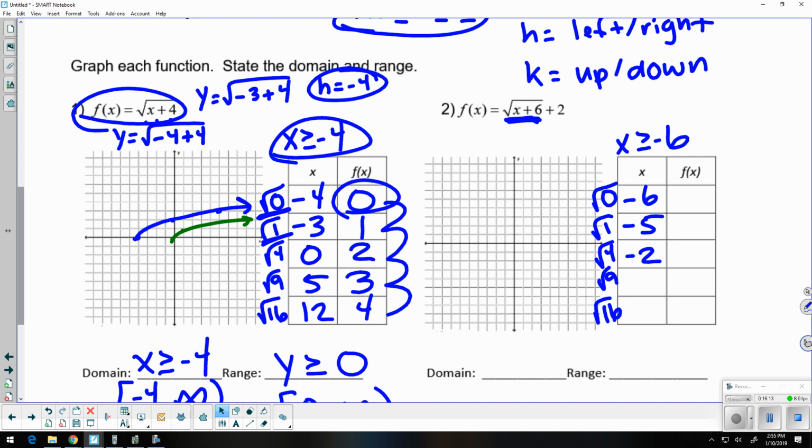X would have to be -2. Square root of 9, x would have to be 3. Square root of 16, x would have to be 10, because 10 plus 6 is 16. Okay, now we're going to take these numbers, plug them in for x, and again solve for the y.